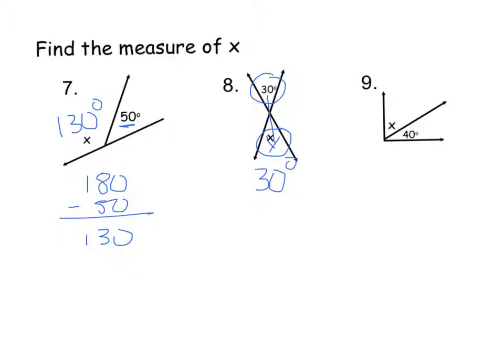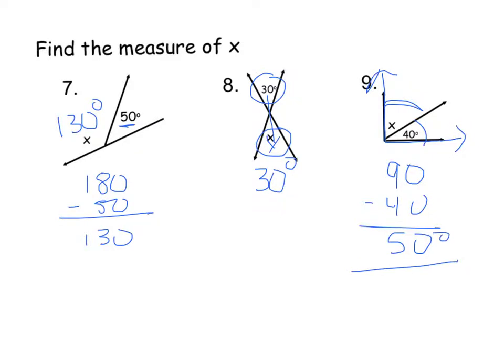And 9, this forms a right angle. So since it forms a right angle, they're complementary. So they add to 90. So if one of them is 40, we have to find the remaining. So 90 minus 40 is 50. So this x is 50 degrees.